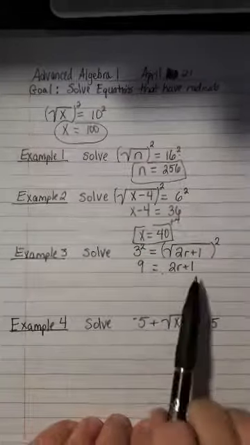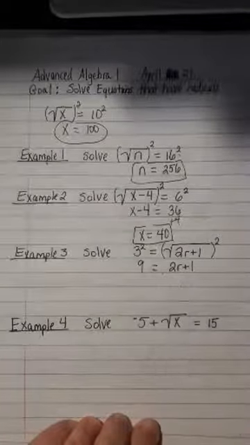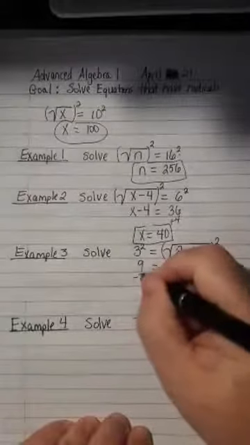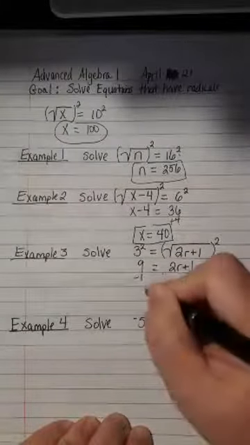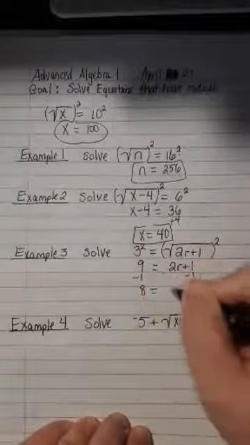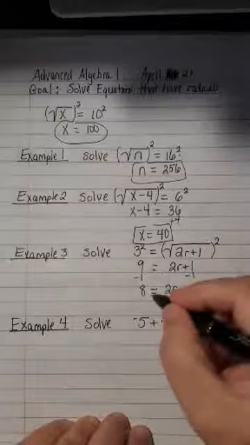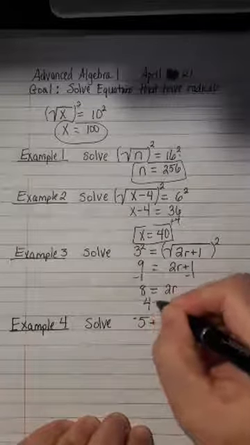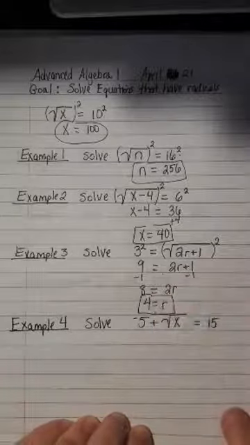This is a two-step equation because you've got to subtract the 1 and then you've got this 2 to divide by. So we're going to subtract 1. And that gives us 8 equals 2r. And then you just have to divide 8 by 2. 8 divided by 2 is 4. So you get 4 equals r. And that is your answer.